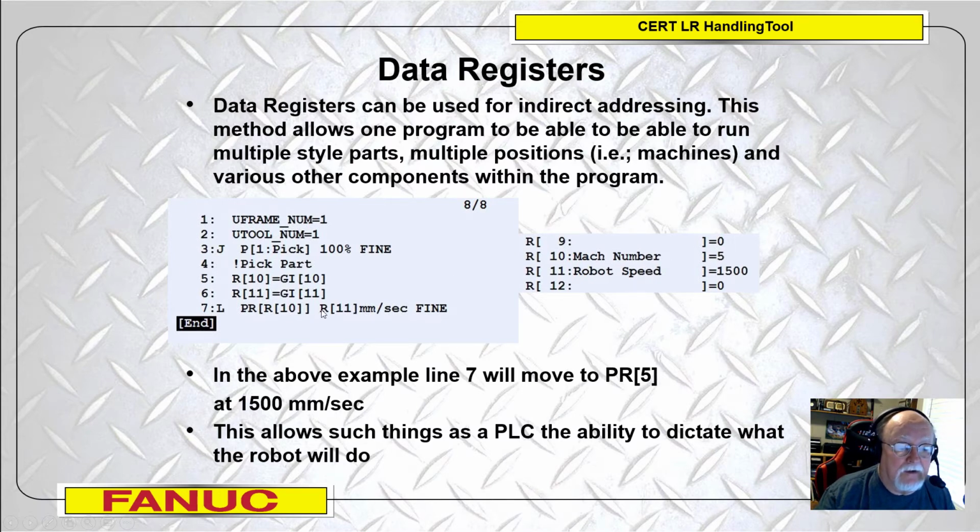And then you call register number 11, and the value that's in there will be set at millimeters per second. And we look over here at register number 11, and we see that that's 1500. So that's what they're trying to explain here, how that can be used. So you can have set numbers in the register that you can use in different programs. And it also will allow a PLC to control the robots.